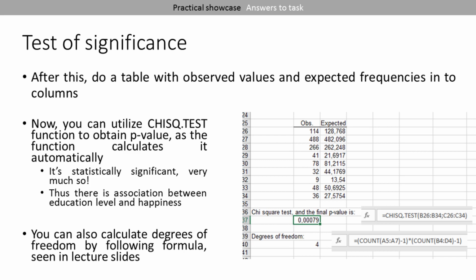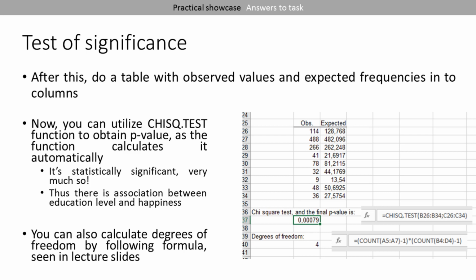So we are going to then utilize the chi-square test and obtain the p-value, and it calculates the p-value straight away. It doesn't give the chi-square test number, it gives the p-value straight on, so we don't have to use the table like last time.